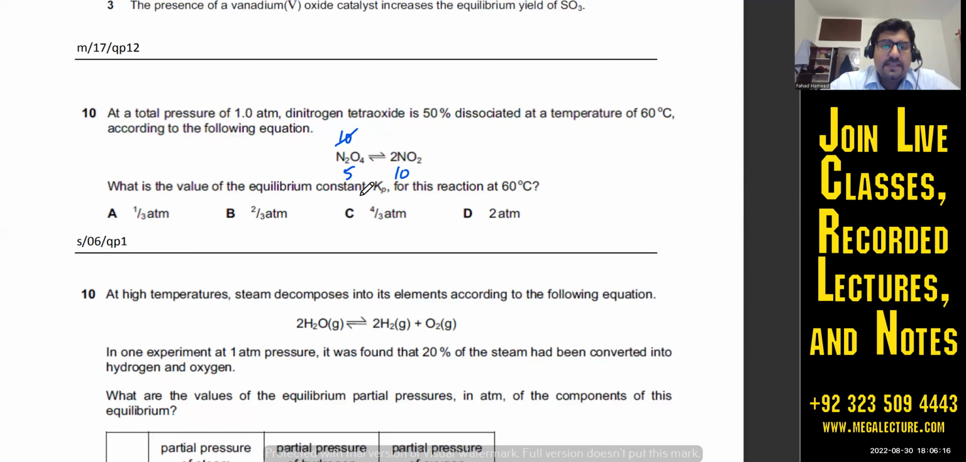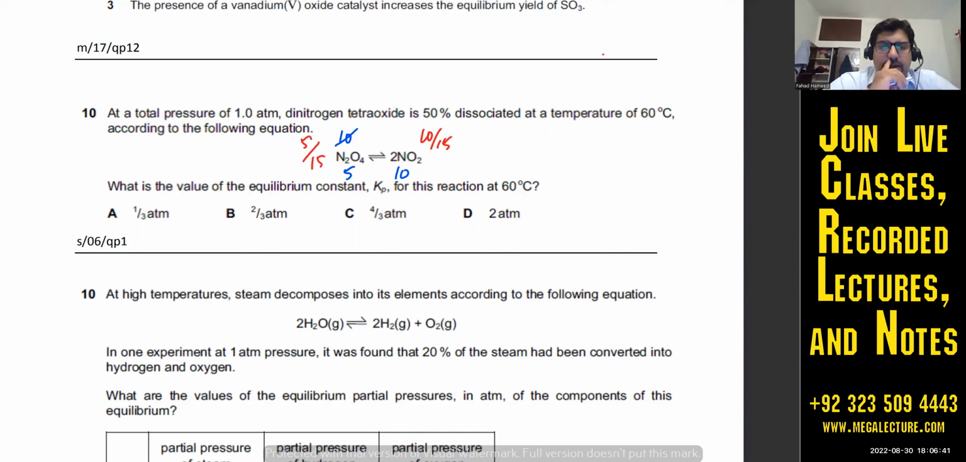So now the next thing is, what are the mole fractions? So total moles container mein kitne hain? That's 15. The mole fractions are calculated. What are the mole fractions? Iski jo mole fraction hai, that's 10/15, right? And the mole fraction for this is 5/15.